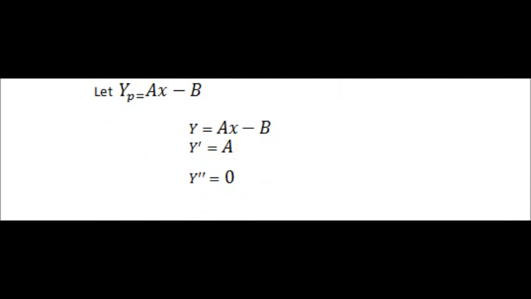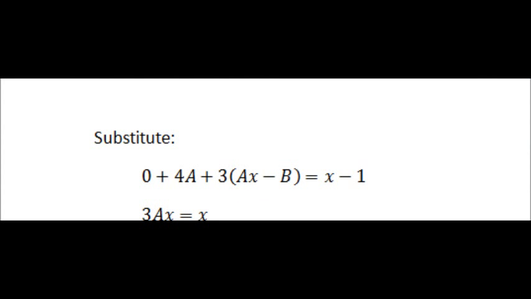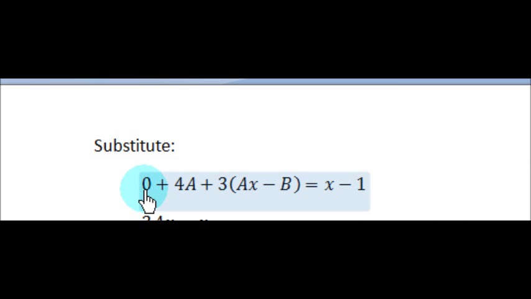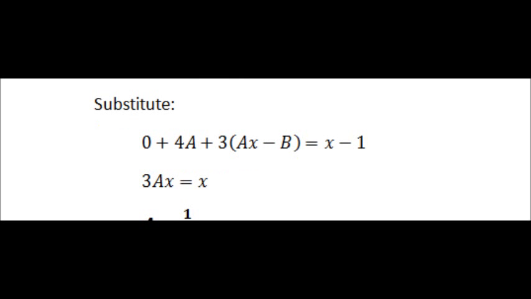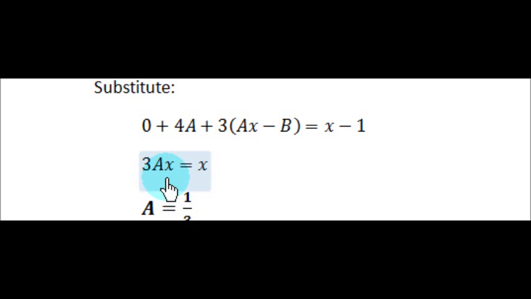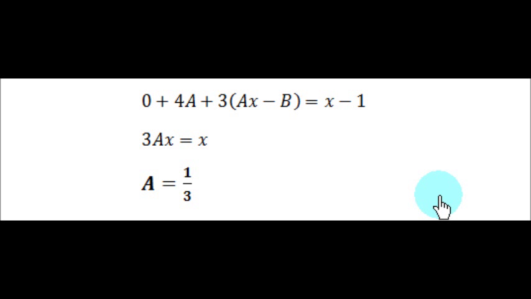So now we let y equal ax minus b, then differentiate, so y prime equals a, and y double prime equals 0. Then substitute it to the given equation, so we have 0, which is our y double prime, plus 4a plus 3 times the quantity ax minus b equals x minus 1. Solving for a, we have 3ax is equal to x, so our a is equal to 1/3.